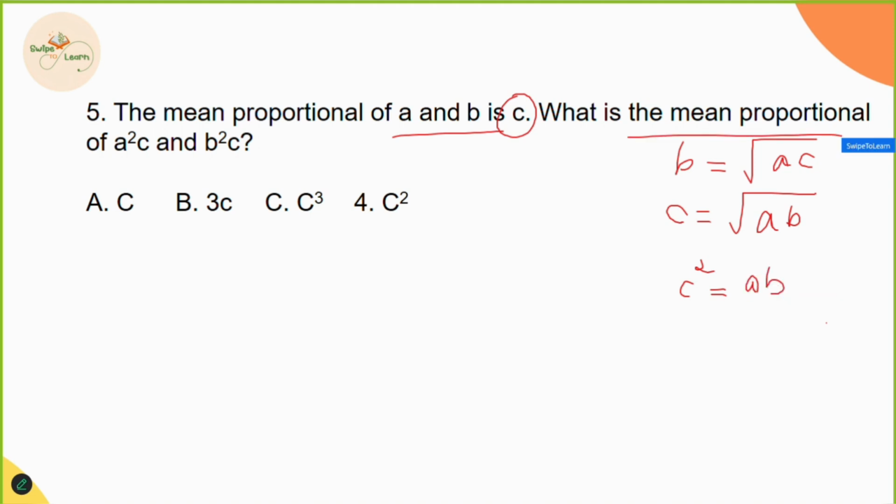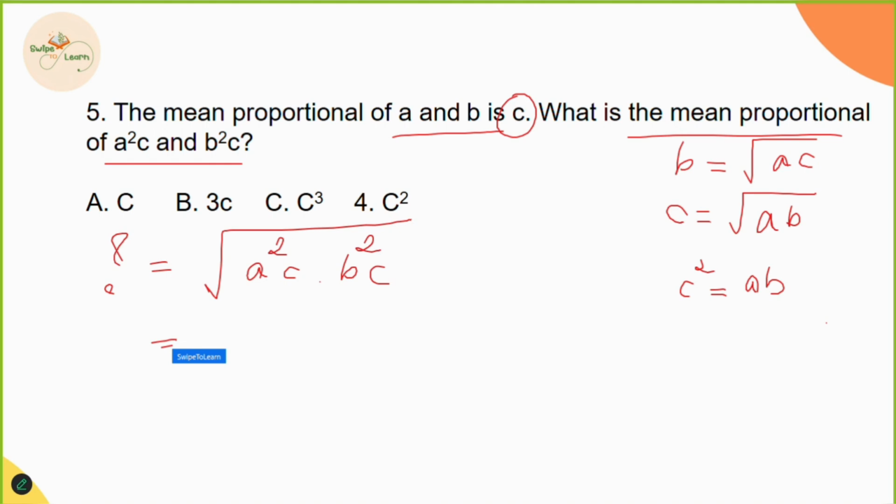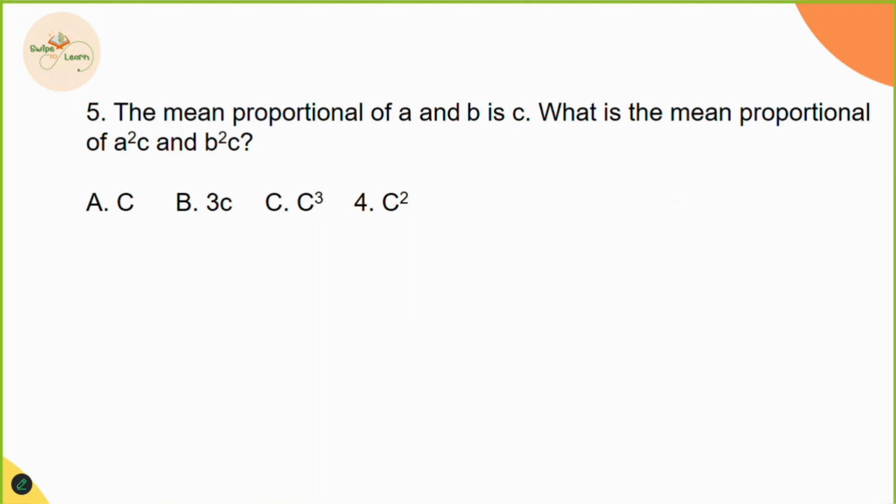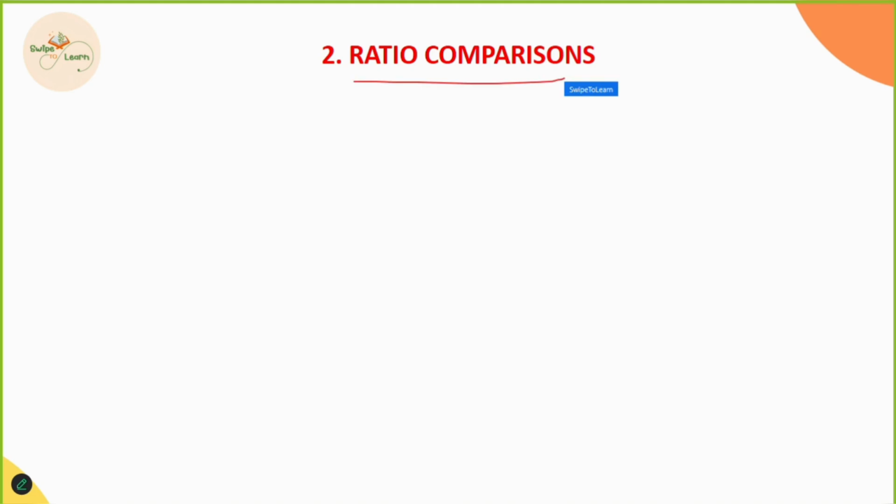Now, what is the mean proportional of A square C and B square C? So we can write it down as root of A square into B square into C square. Thus we cancel the squares and the square root. We get ABC. We already know that AB equals C square. So we simply substitute AB with C square, and the C. So the resultant will be C cube. And we have an option called C cube. Thus, for this question, the answer will be C cube. Next one. The next model is ratio comparisons.